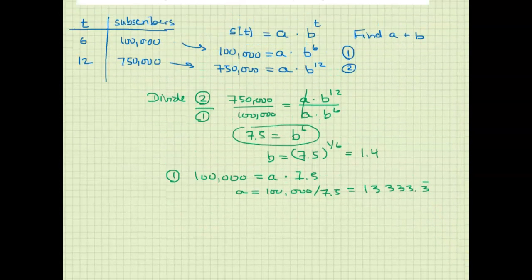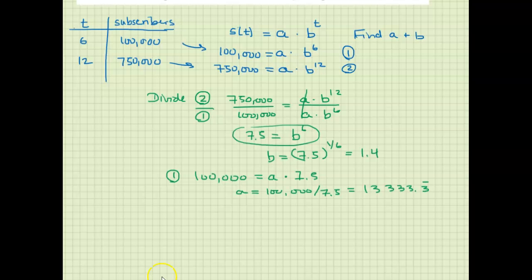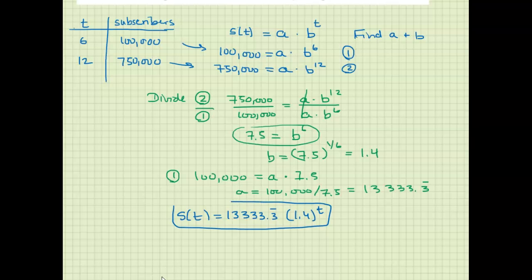We're going to put our model together because we have our a and b. So the number of subscribers equals 13,333 and a third times our b value, 1.4, to the t. This is an equation for this model.